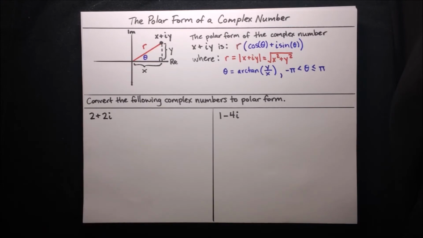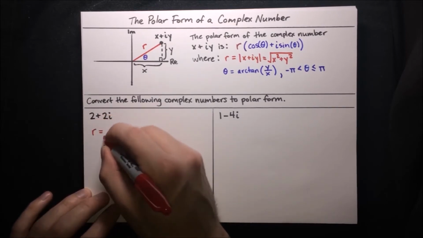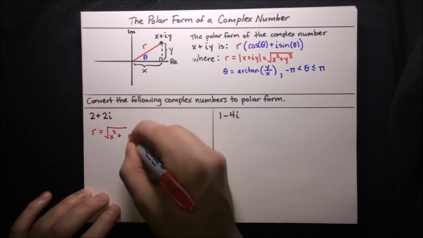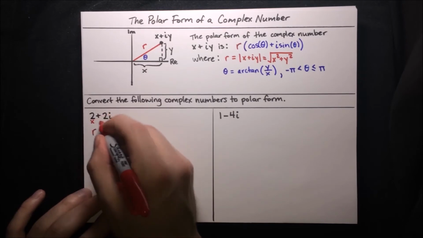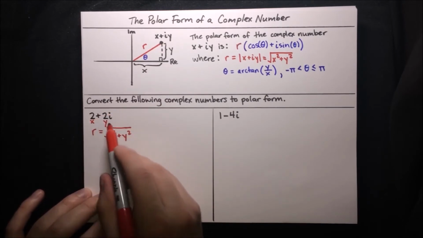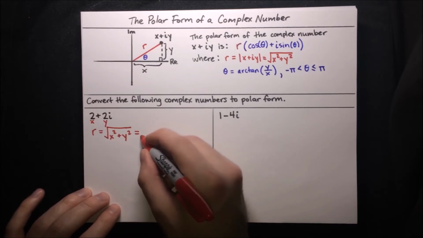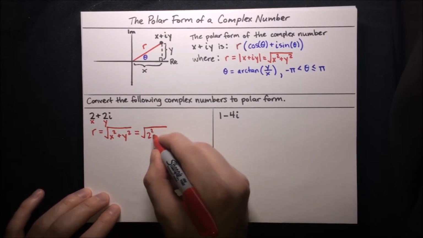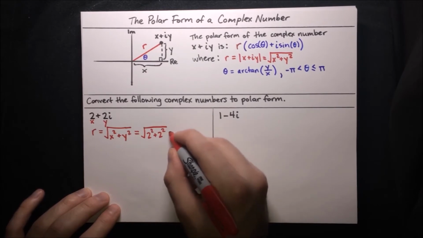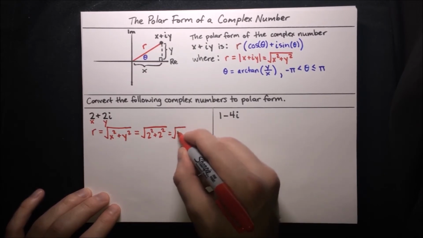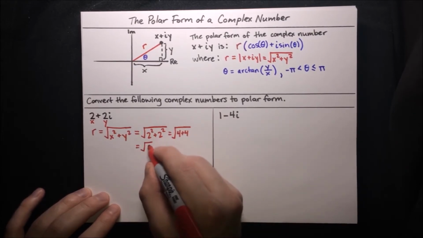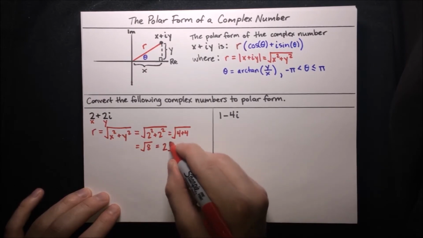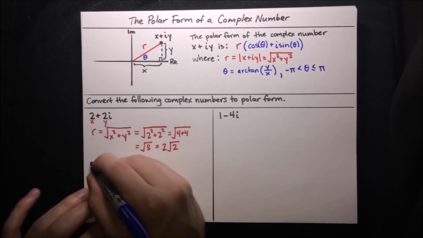To convert to polar form, we just need to find r and theta, so let's just go ahead and do that. r equals the square root of x squared plus y squared. And what are x and y in this context here? x is the real part, and y is the imaginary part. So x and y are actually both 2 in this context here. So let's go ahead and compute this. So 2 squared plus 2 squared, take the square root of the whole thing. So square root of 4 plus 4, which is equal to square root of 8, which is equal to 2 root 2.